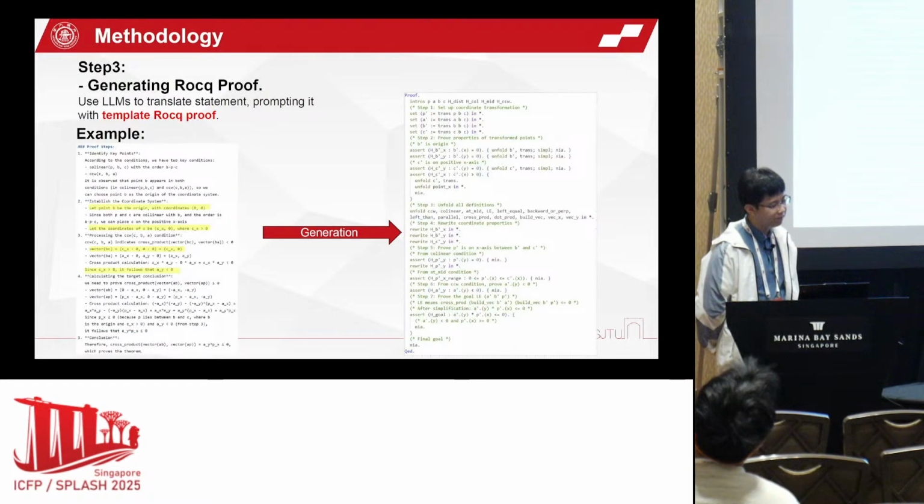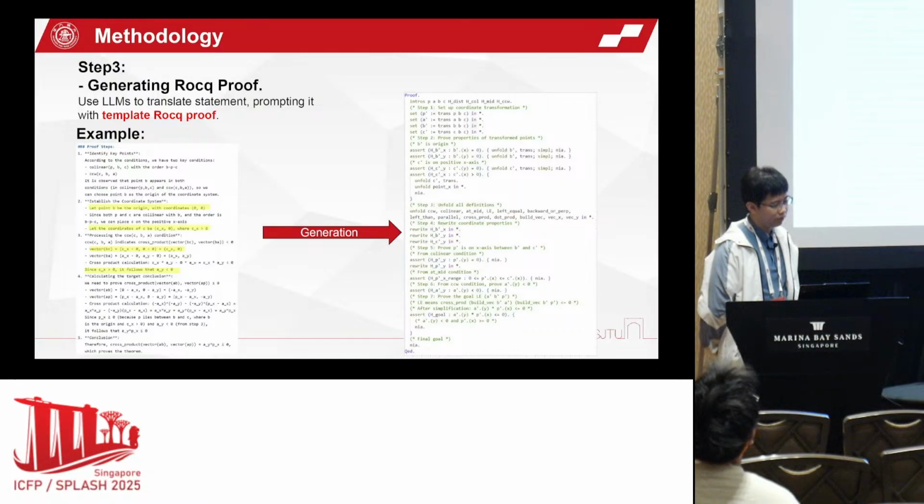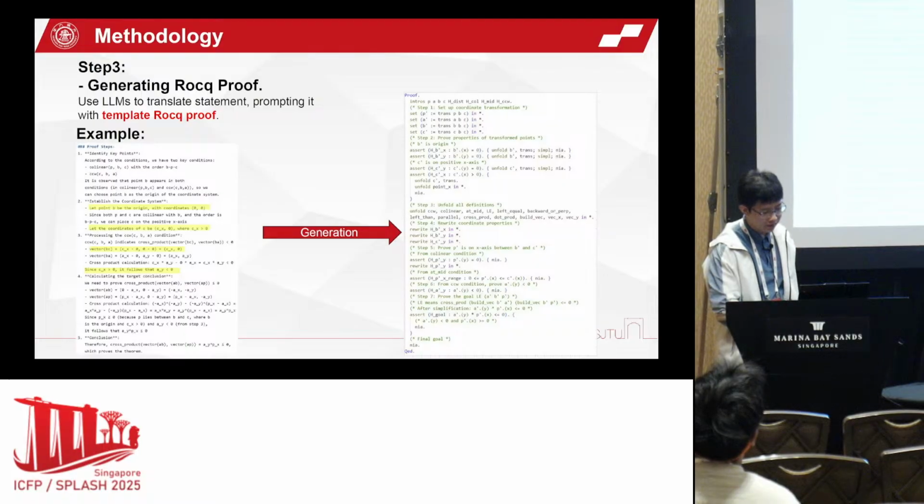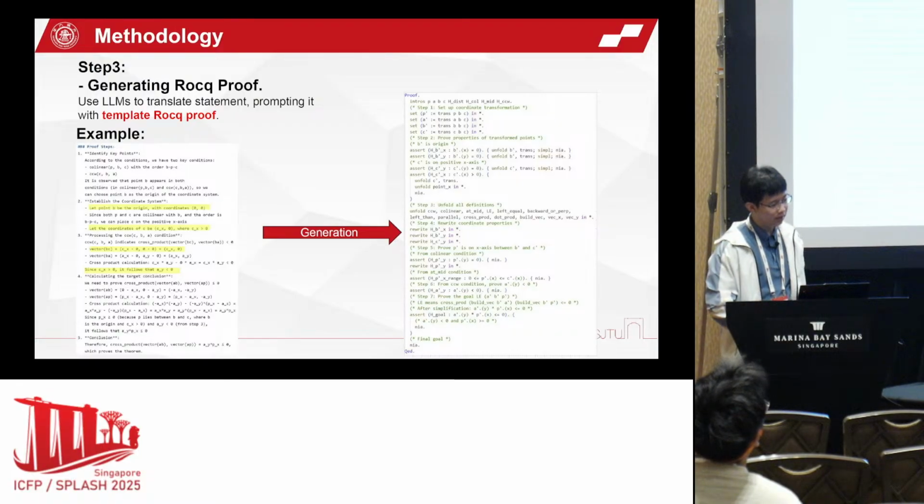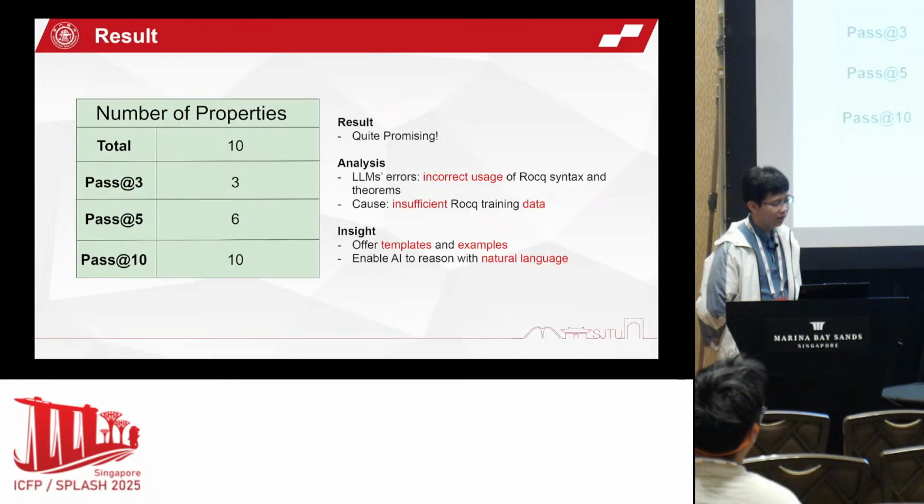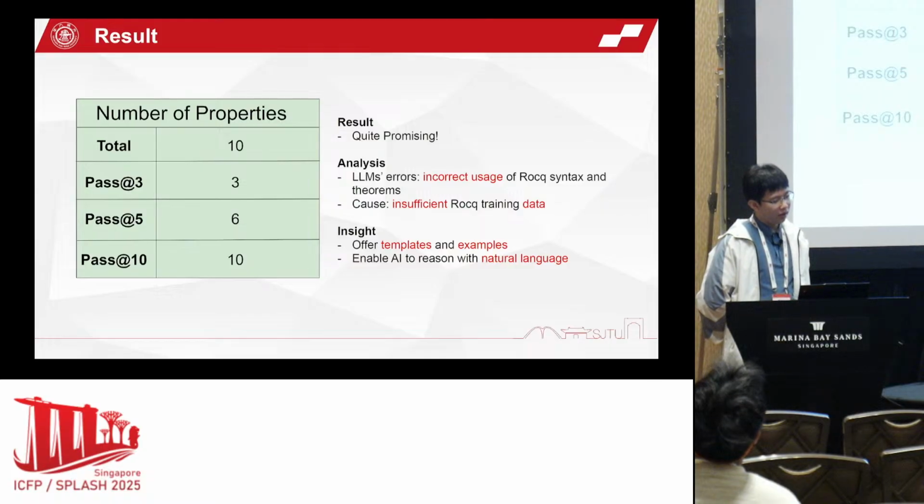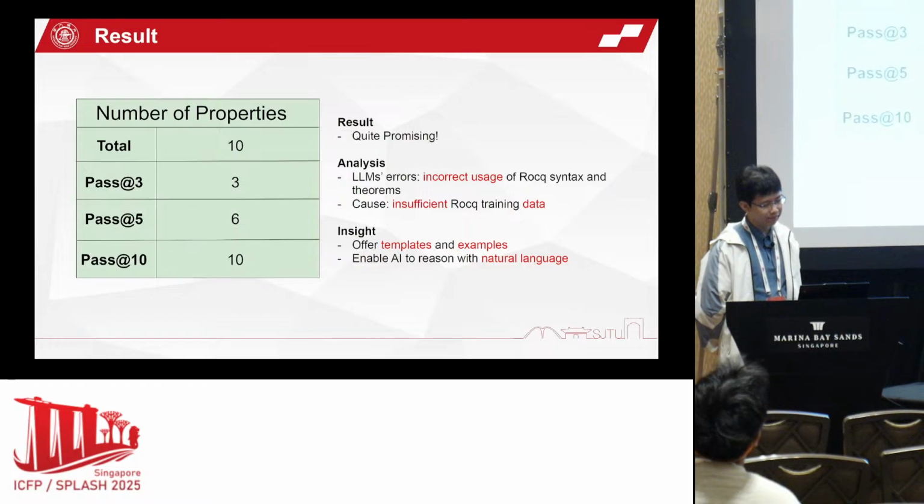In step 3, we generate the ROC proof with the template ROC proof. And you can see here, this is an example of the ROC proof, and it can be verified in ROC. So here is our result. We have 10 properties to prove in total, and if we give 10 attempts for each property, they can all be proven. And the result is quite promising, and here is our analysis and insight.